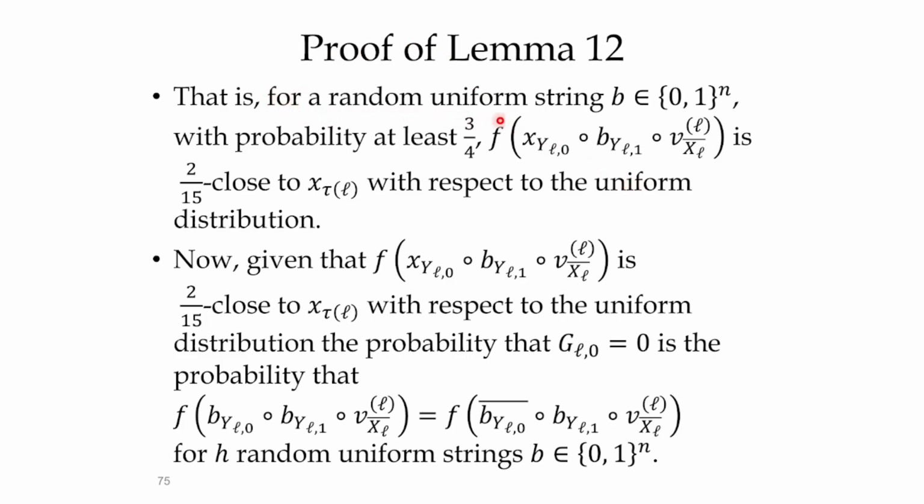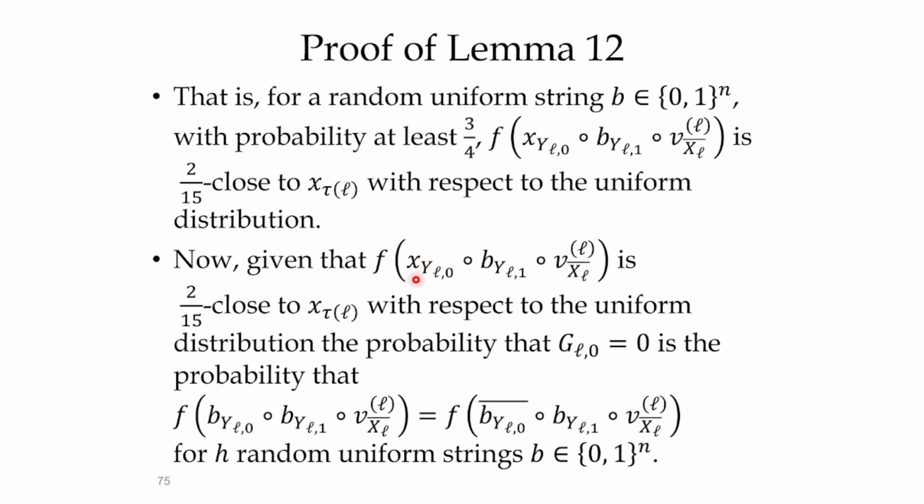That is, for a random uniform string B inside all the binary vectors with the length n, with probability at least 3 divided by 4, f of x subscript YL0 concatenation B subscript YL1 concatenation V subscript capital XL bar powered by L is 2 divided by 15 close to x tau of L with respect to the uniform distribution.